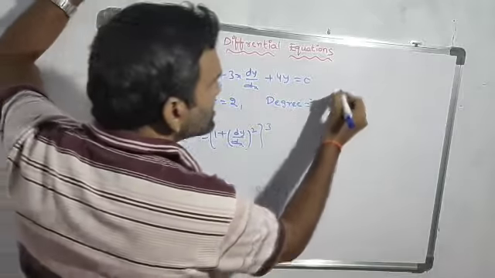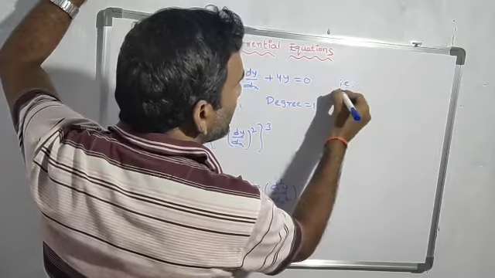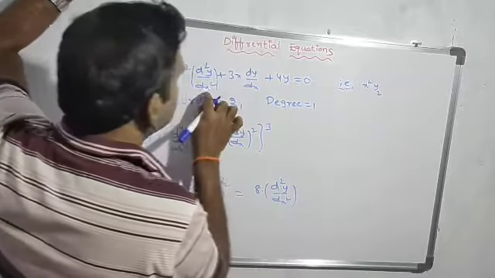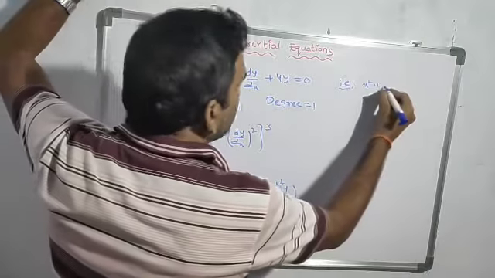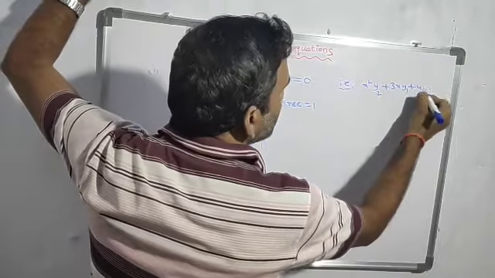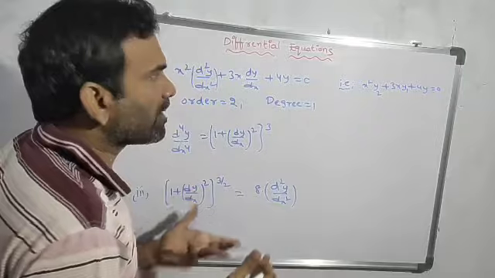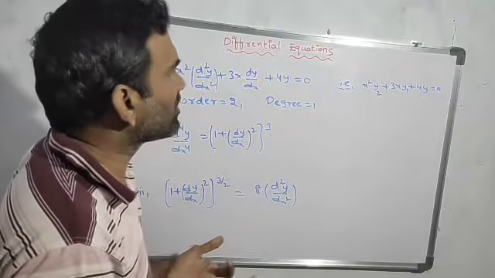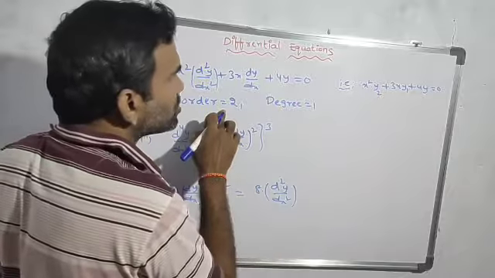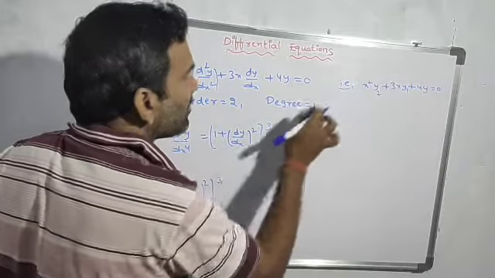Or otherwise you can write it like this in a simple manner. In my point of view, x square y2, second derivative, plus 3x y1 plus 4y equal to 0. What is y1? dy by dx. What is y2? d square y by dx square. y is differentiated highest 2 times, so order is 2. This power value is 1 only.